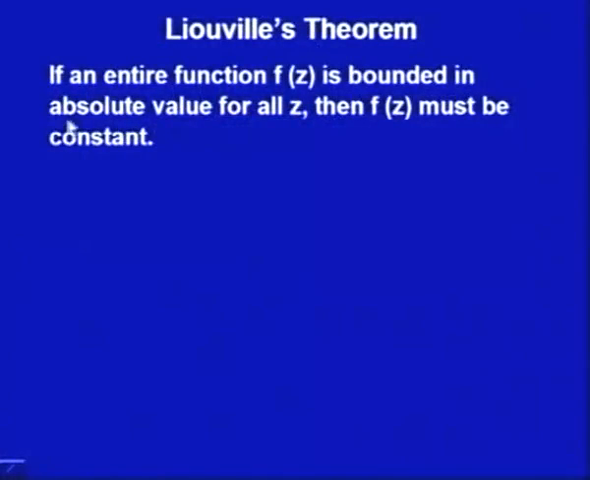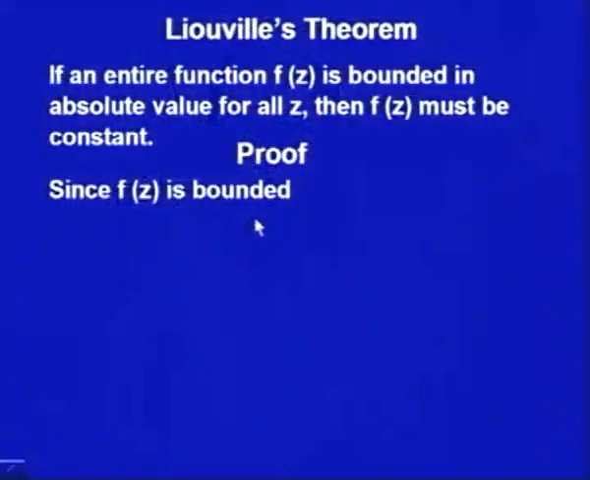If an entire function f(z) is bounded in absolute value for all z, then f(z) must be constant. What we are saying, in other words, is that an entire function can be bounded if and only if it is a constant. That is, if it is bounded, then it must be a constant. Let us see the proof of this one.